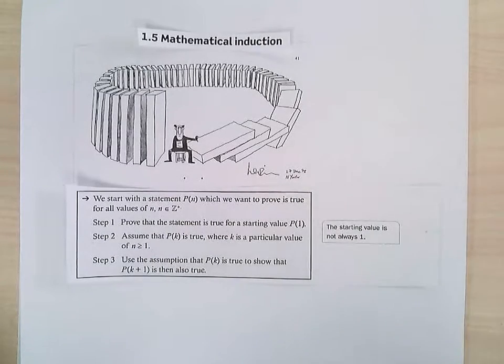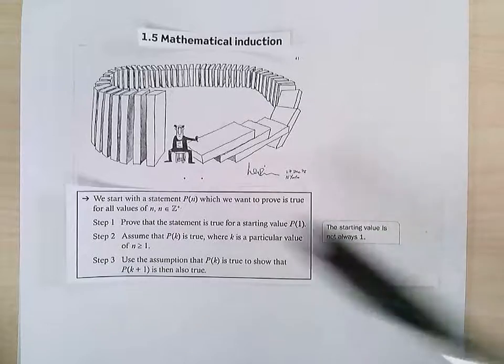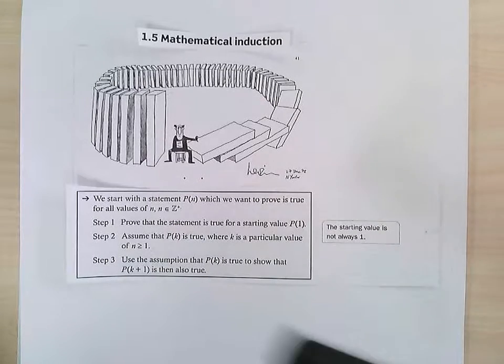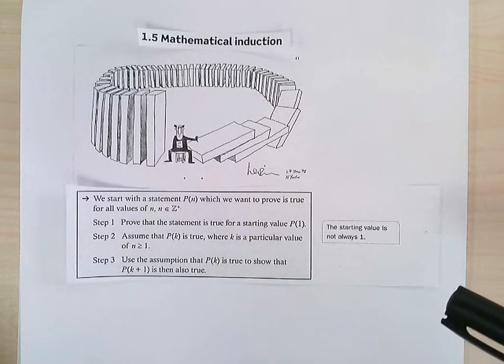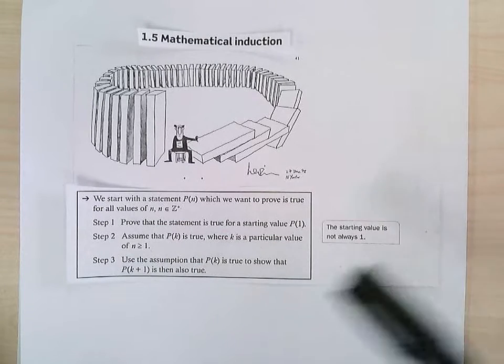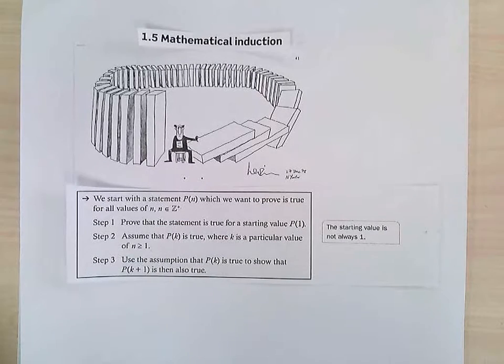The starting value isn't always 1, and we'll see some problems like that in the future. It just has to be the starting value, whatever it is. Step 2 is assume that your original statement for k is true, where k has a particular value of n, n greater than or equal to 1. And that's all you need to do, just assume it to be true. But then step 3 is use the assumption that P of k is true to show that P of k plus 1 is also true.